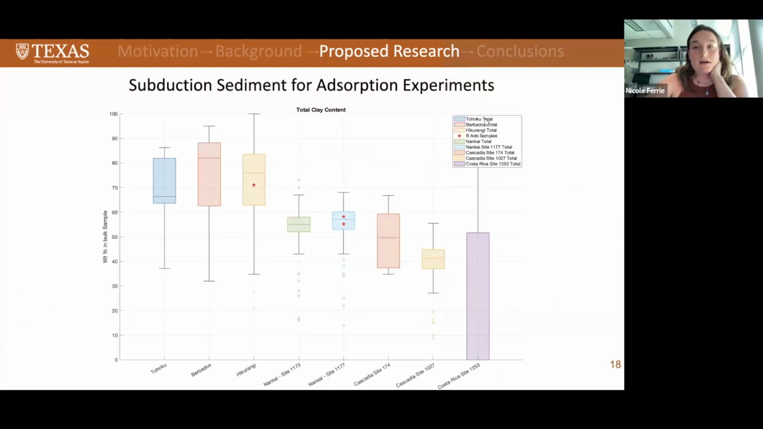Now, I have applied this model to several different subduction zone clays with different lithology. Here I have the same figure that we saw earlier, where we have the weight percent of clay in the bulk sample on the y-axis and different subduction zones on the x-axis. The red stars are the samples that I have done these boron adsorption experiments on thus far. Hikurangi has a higher clay content than Nankai does.